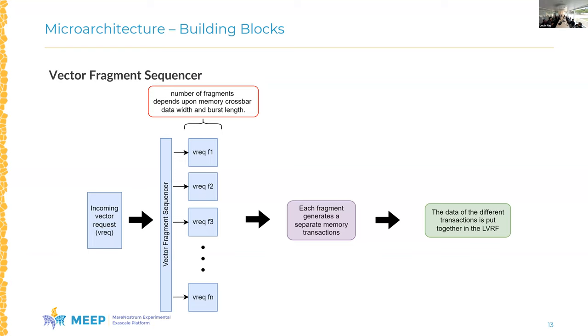So you can see we request F1. F1 means fragment one, then second fragment, third, up to N. N is determined by your memory crossbar data width and bus length. Because if the data width is 64 bits or whatever, you can write only that many elements to memory, depending upon the vector length and element width. What's next is every fragment will generate a separate memory transaction, talk to memory, either in case of load or store, and if it is a load, get back the data from the memory, put it together, and write it to LVRF.